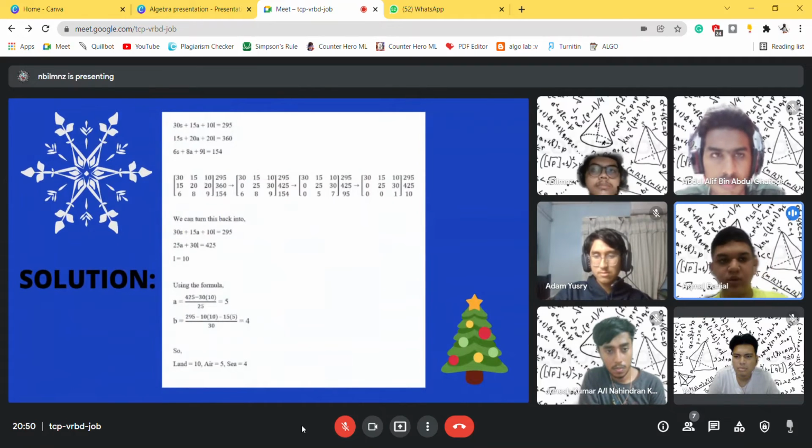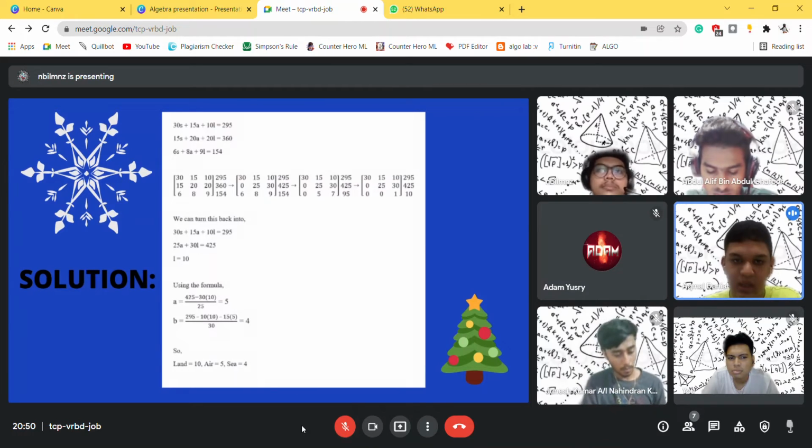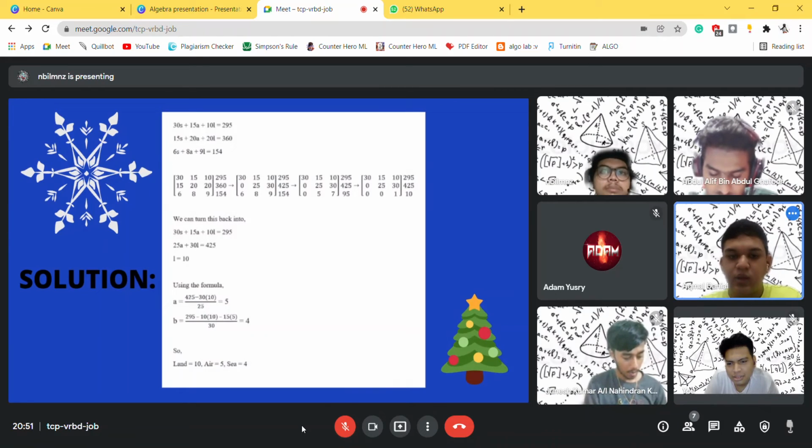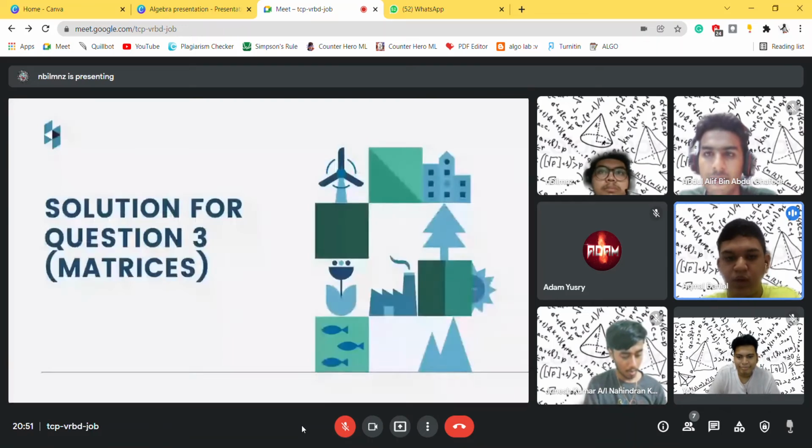Alright, so from the question, we'll make 3 equations that have variables S, A, and L standing for sea, air, and land. After that, we use Gauss-Jordan elimination to get the last matrices, and then we can turn these matrices back into new equations. So we will get L equal to 10. From this L equal to 10, we will substitute in to get A and S. So the last answer that we will get is land equal to 10, air equal to 5, and sea equal to 4. So next, we will watch a video about our coding program.